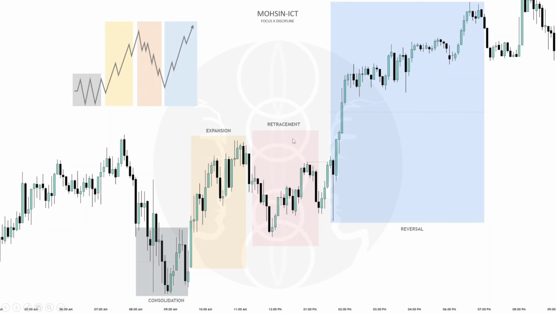Consolidation, expansion, retracement, and reversal. Price will always repeat these things. It is always in one of these phases. It does nothing other than these four things. It's always doing one of these.